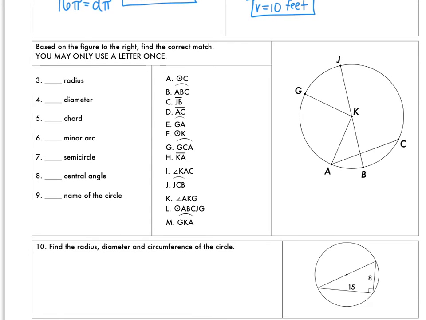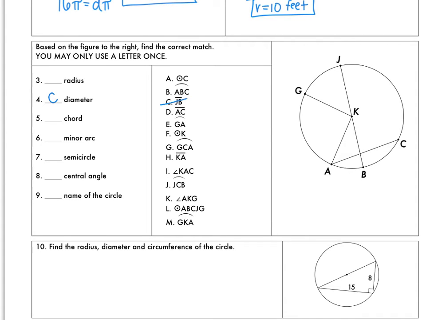Based on the figure to the right, find the correct match. You may only use a letter once, okay? So for the radius, we can see KA would be a radius, or KG would be a radius, so let's look for KG. JB would be a diameter, so let's do that first. JB is a diameter. That's going to be the second one, so that's C. JB is the diameter.